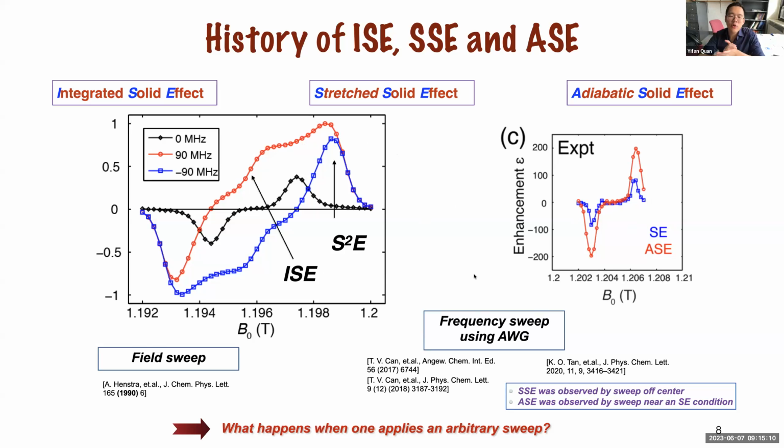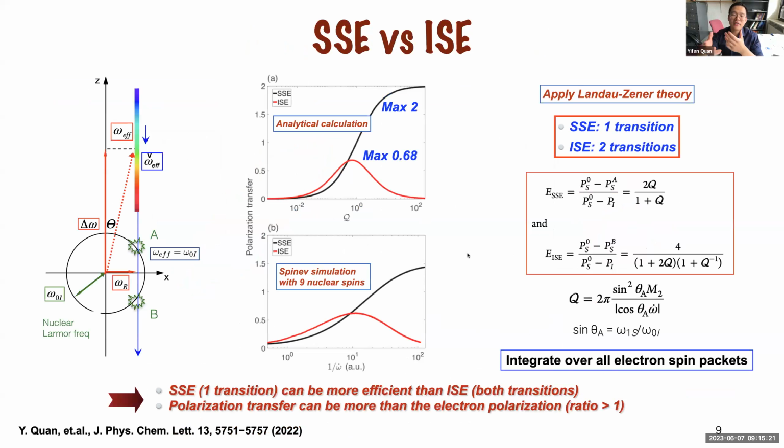Then this brings us to the question: what exactly happens when one just applies a random, arbitrary sweep anywhere? In order to answer this question, we sat down, carefully visited the theory, and calculated the polarization transfer using Landau-Zener theory to calculate the level crossing here and here. First, we figure out that the ASE is going through both matching conditions, while the SSE just stops at the center, going through only one matching condition.